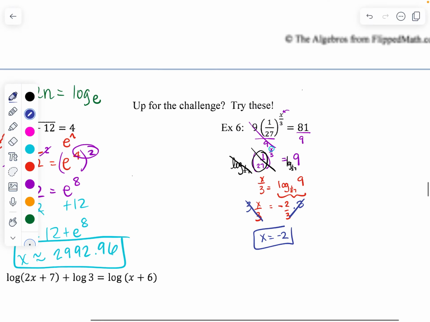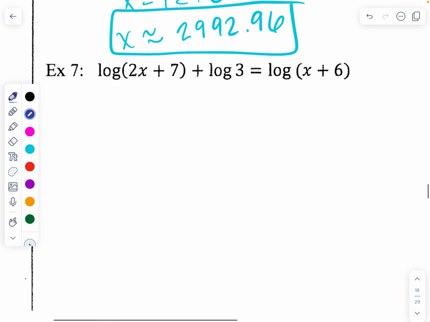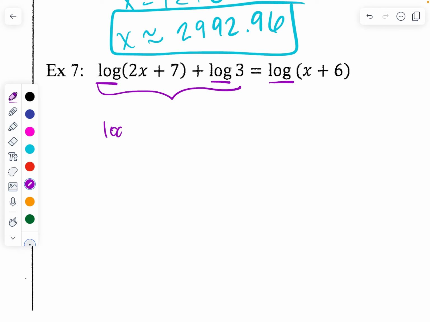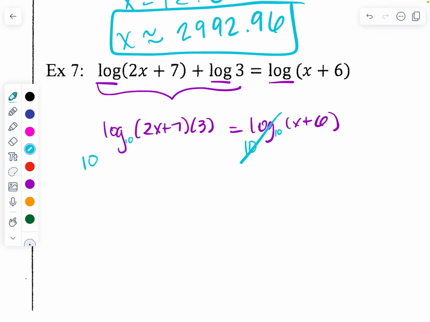All right, and then the last one, we see here that all of these are log base 10, or a common log. So let's use the product rule to combine. Now that I see that we have the same base on both sides, you can raise both sides by that 10 and it will cancel both sides. So we can say 3 times 2x is 6x, 3 times 7 is 21, equals x plus 6.